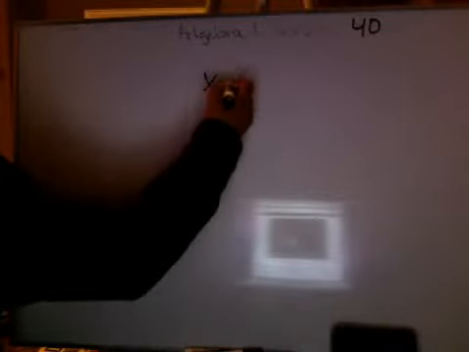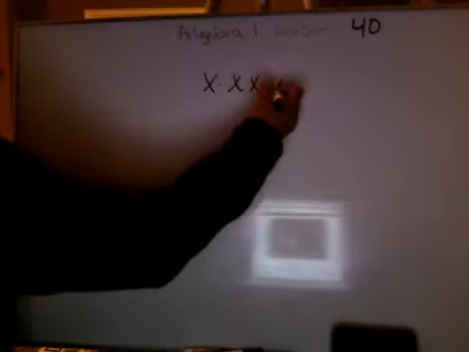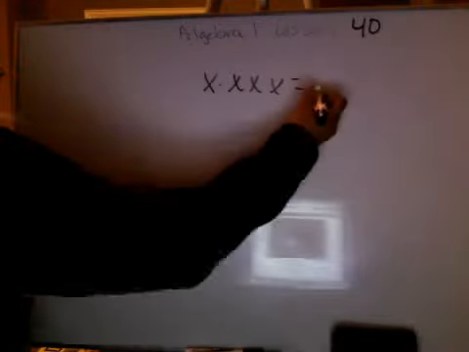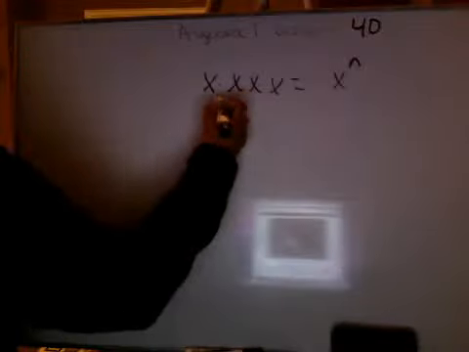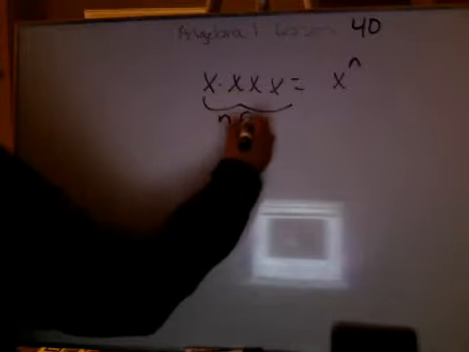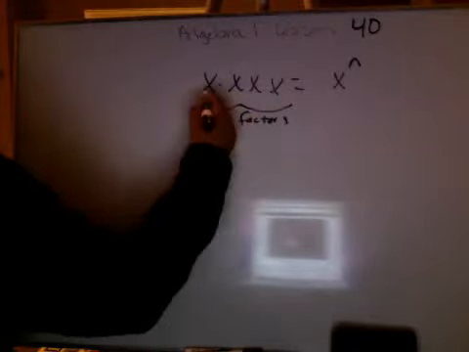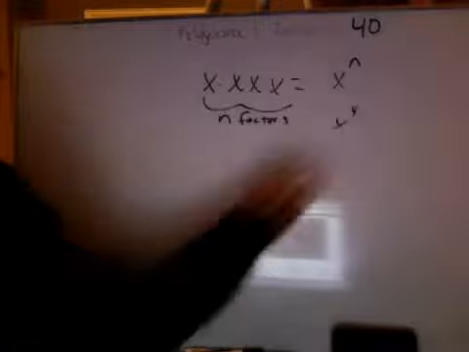So we have a definition. We said that we have x times x times x times x. It equals x to the n power, which means n is the number of factors. So this would be x to the fourth power. Right? We learned the product rule.